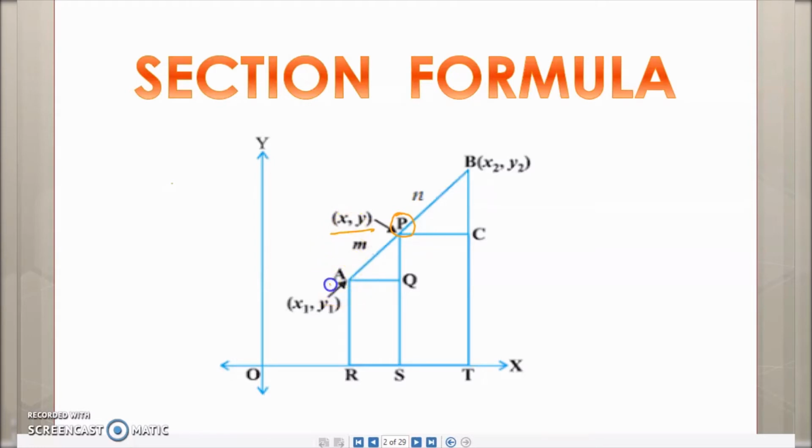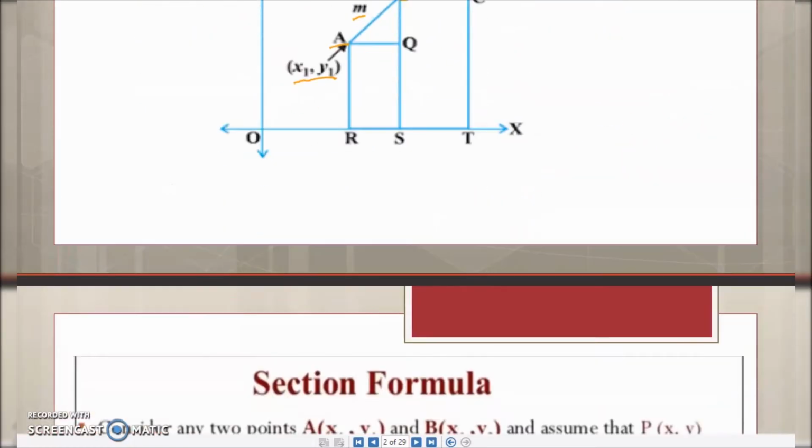Now, coordinates of this point A are already given as x1, y1 and coordinates of the second point B are also given as x2, y2. The ratio in which this point P is dividing AB is m:n. Now instead of m:n, this can also be given as m1:m2. So then how can you find the coordinates of the point P is what we will do with the help of section formula. So let's first see the section formula derivation, how we can derive the formula.